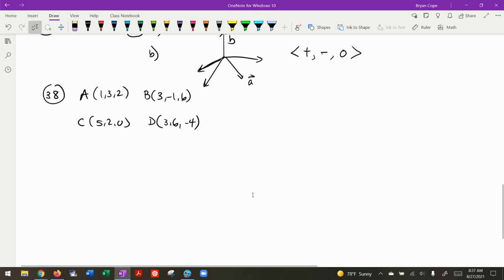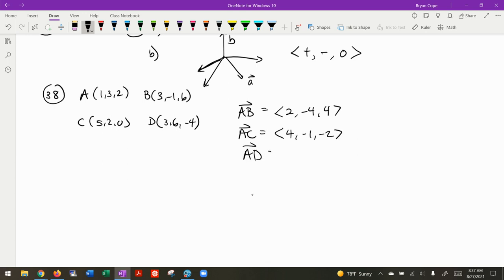Okay, so in order to do this, let's compute the volume of the parallelepiped that's bounded by these points, and if that volume is 0, then we know that they all do lie in the same plane. Okay, so let's compute the vector AB: 2, -4, 4. The vector AC: 4, -1, -2. And then the vector AD: 2, 3, -6.